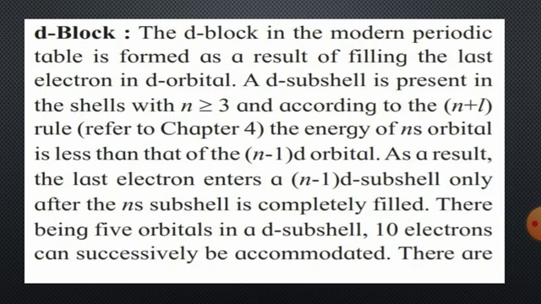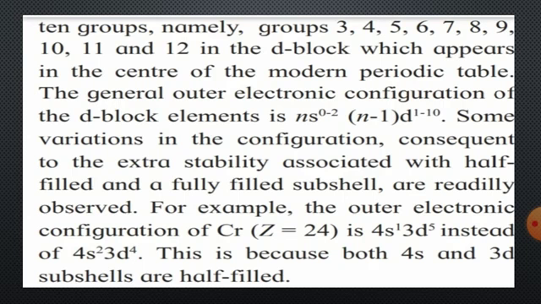There are 5 orbitals in a d subshell. How many orbitals are present? 5. And each orbital can accommodate 2 electrons, so in total 10 electrons can be accommodated. How many electrons can be accommodated in the d subshell? 10 electrons. As we know, there are 10 groups, namely group 3, 4, 5, 6, 7, 8, 9, 10, 11 and 12 in the d block. And where does it appear? It appears in the center of the modern periodic table.